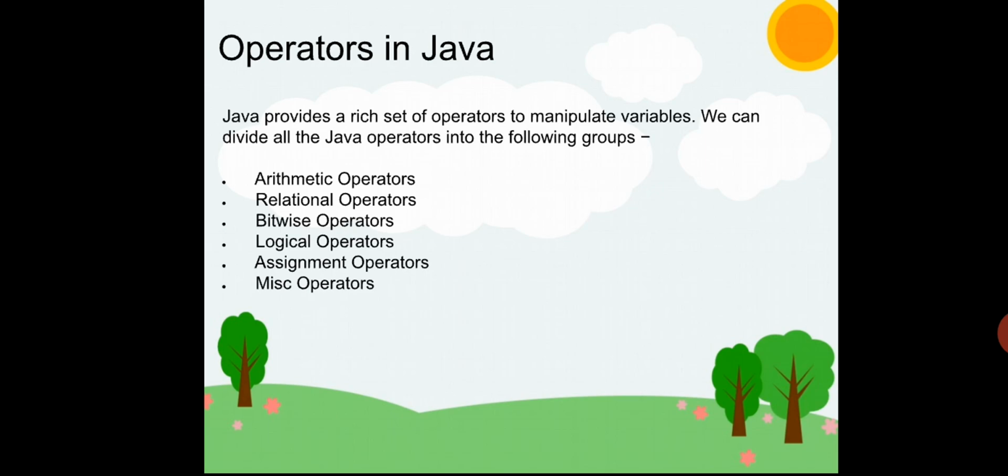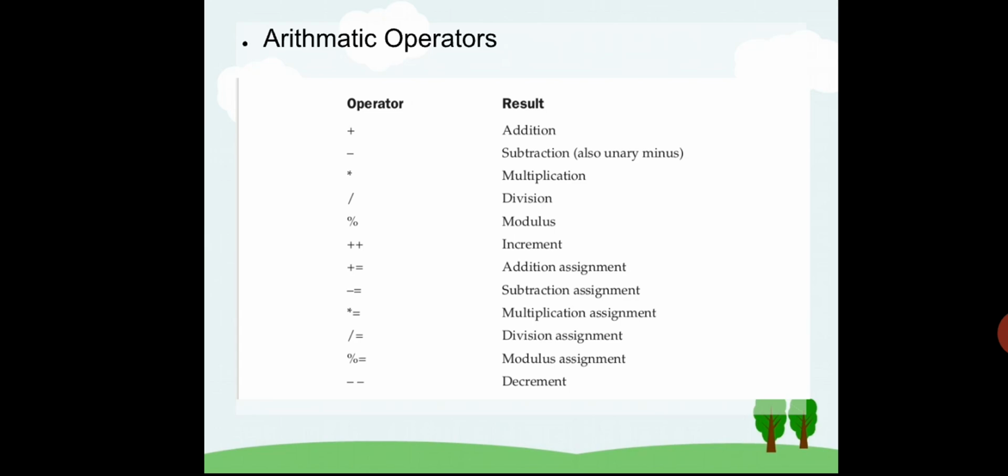There are some groups here. I have listed out arithmetic operators, relational operators, bitwise operators, then logical operators, assignment operators, and miscellaneous operators, the MISC operators. Fine, let us see them one by one. Arithmetic operators: you can see the list of operators which are available in Java. It is not a new concept here. I hope you have used almost all of them.